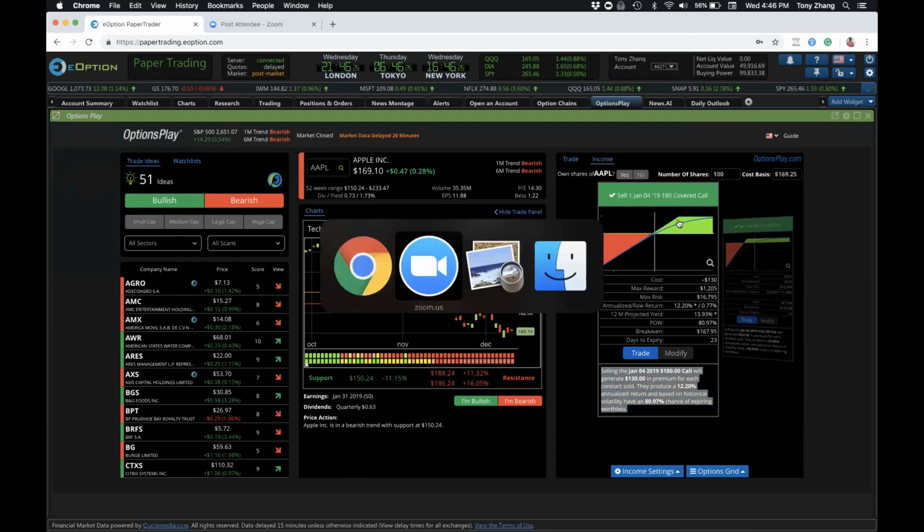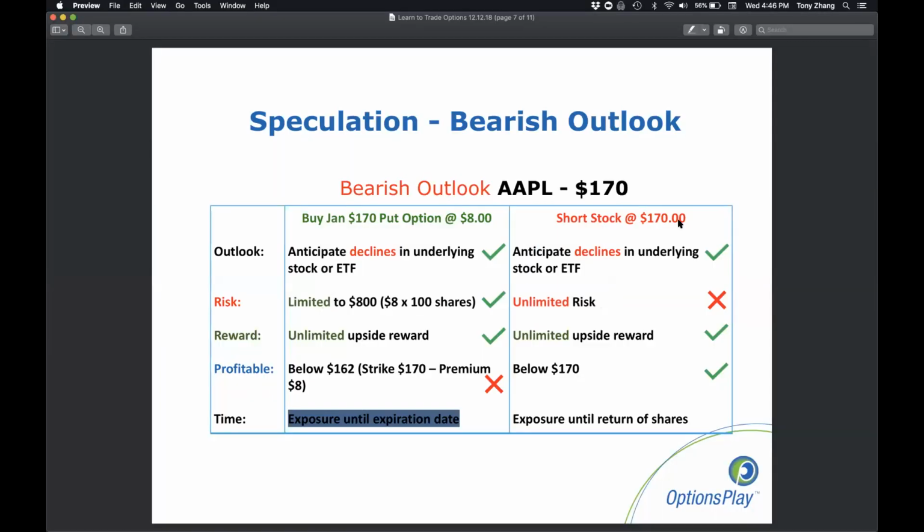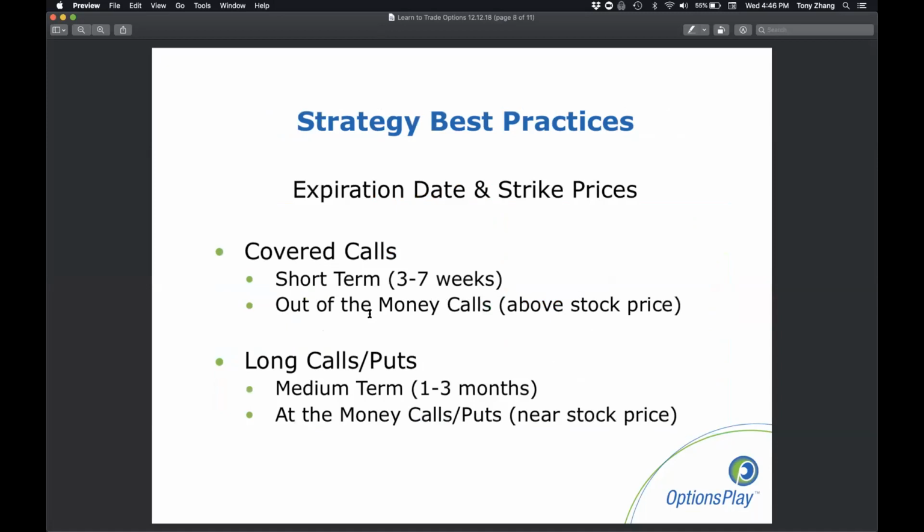So let's jump back to the PowerPoint slides. I just want to make sure that we cover a few different concepts that are important if you're going to jump into options trading. First of all, I want to talk about starting points. So even though OptionsPlay provides those starting points for you, I want to make sure you guys understand what those starting points are. When it comes to option strategies, there are really two primary things that you have to select: an expiration date and a strike price.